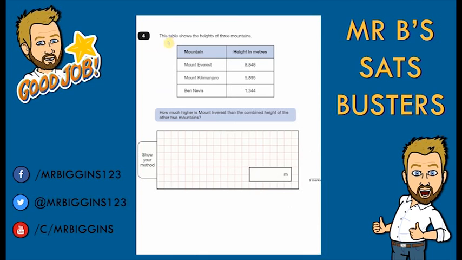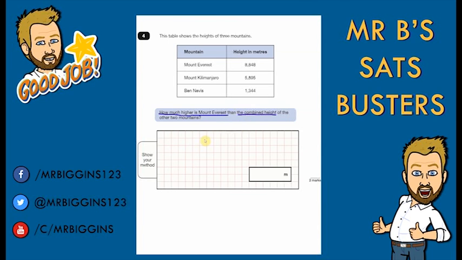Question 4 has a table and it shows us the height of 3 mountains. We have the height in meters, with our heading telling us of Mount Everest, Mount Kilimanjaro, and Ben Nevis. Now, our question is, how much higher is Mount Everest than the combined height of the 2 other mountains? So it's asking us 2 things. It's saying how much higher is Mount Everest, and it's saying the combined height. So we have 2 steps to work it out.